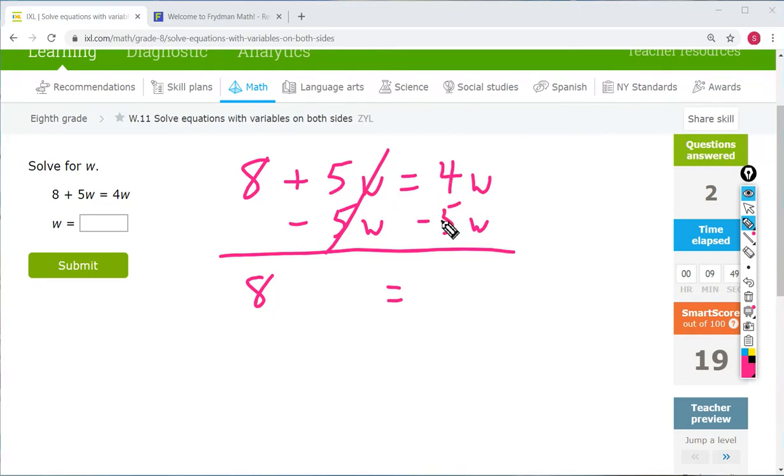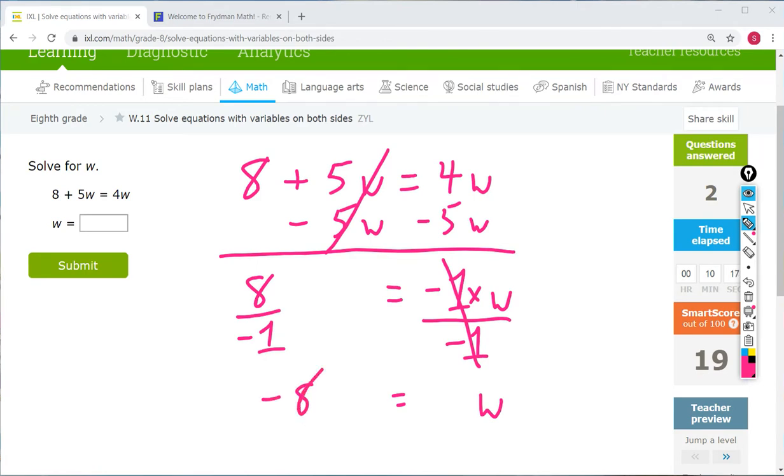So 4 minus 5, be careful. This is not 5 minus 4. 5 minus 4 would be 1. 4 minus 5 is negative 1. So we have negative 1w, which is like negative 1 times w. So we can do the inverse of multiplication, which is division, and we can divide both sides by negative 1, and we get w equals. Now I have a positive divided by a negative, which is negative. And 8 divided by 1 is 8, so I get negative 8.